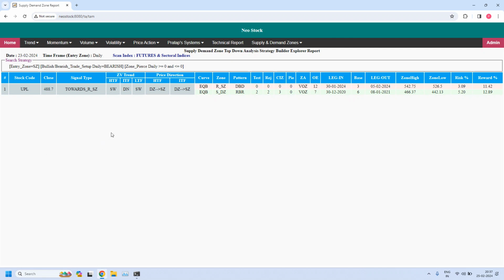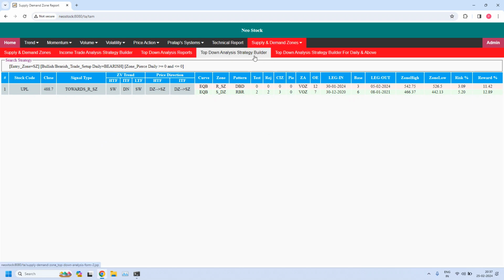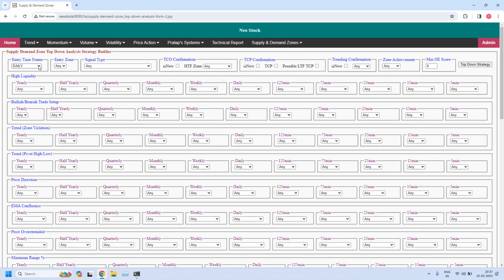Now we will generate bullish and bearish trade setups for weekly income trade. For weekly income trade, our entry zone, that is the LTF zone, is 75 minutes. Because the first report is the bullish trade setup for weekly income trade, I am selecting demand zone. In bullish or bearish trade setup, this time in 75 minutes, I am selecting bullish.